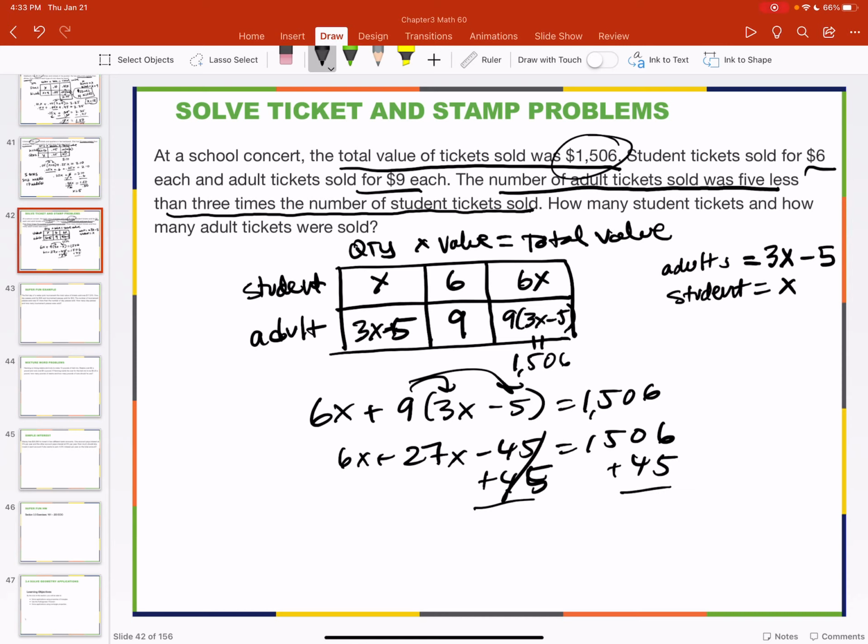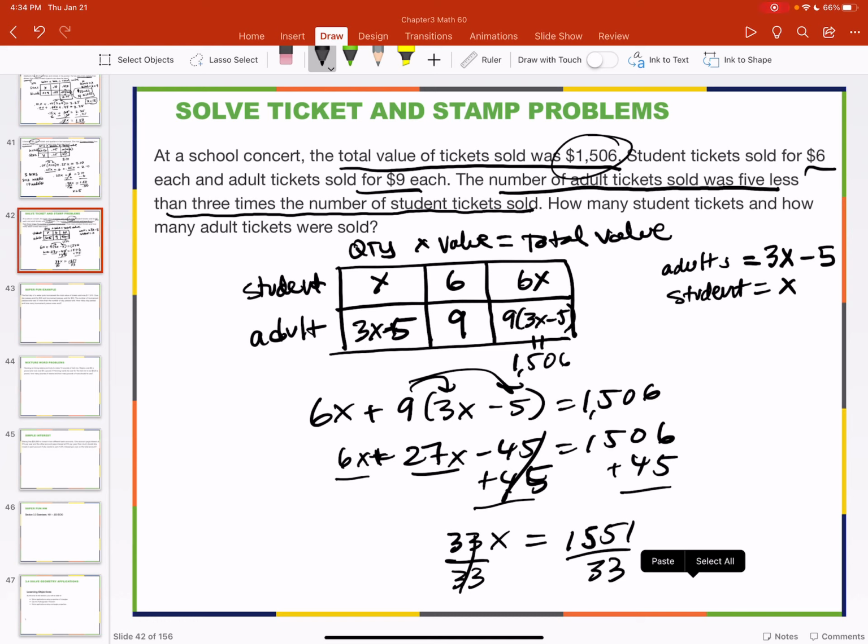Okay. We get like terms here. Oops, I did that. It doesn't matter. Honestly, the order is the same. So 6X plus 27X, that's going to be 33X is equal to 1,551. Okay, and then divide by 33. And we will get the number of student tickets, right? So that's 47. So if X is 47, that's the number of student tickets.